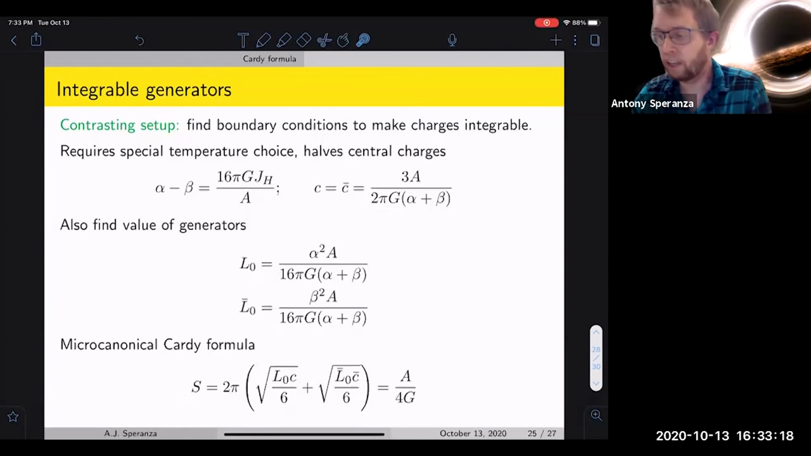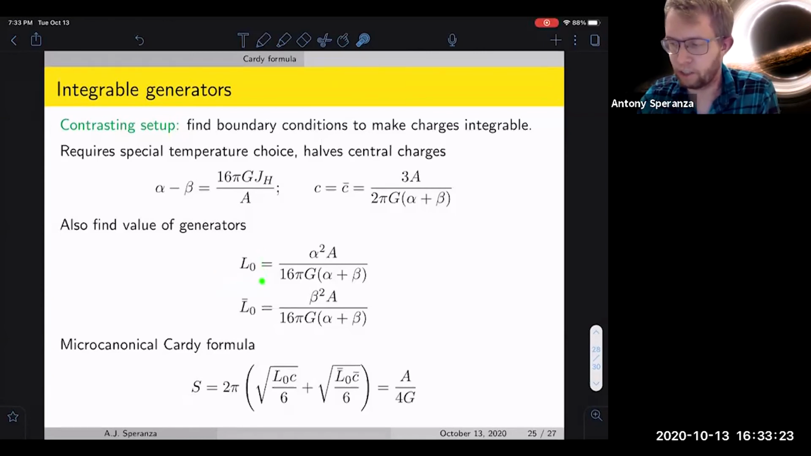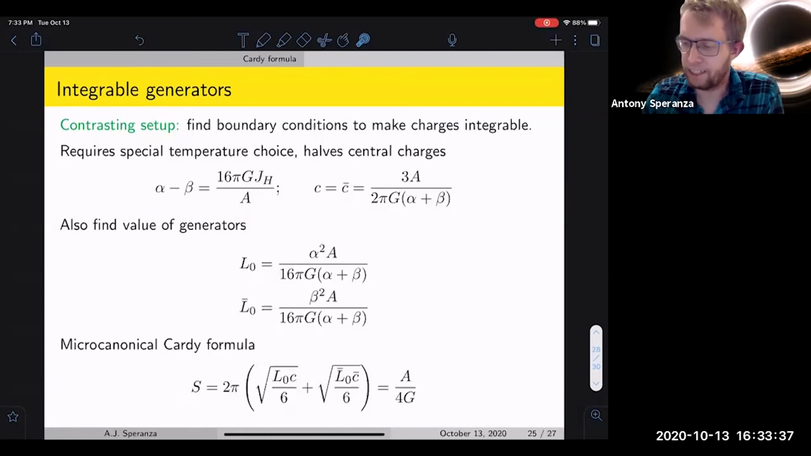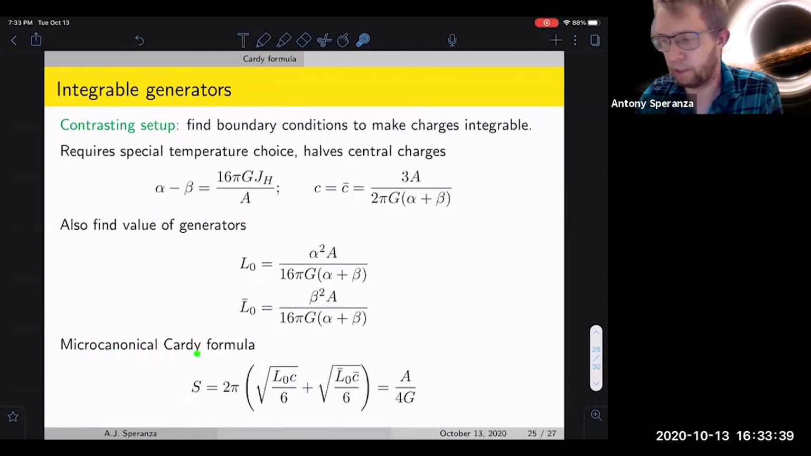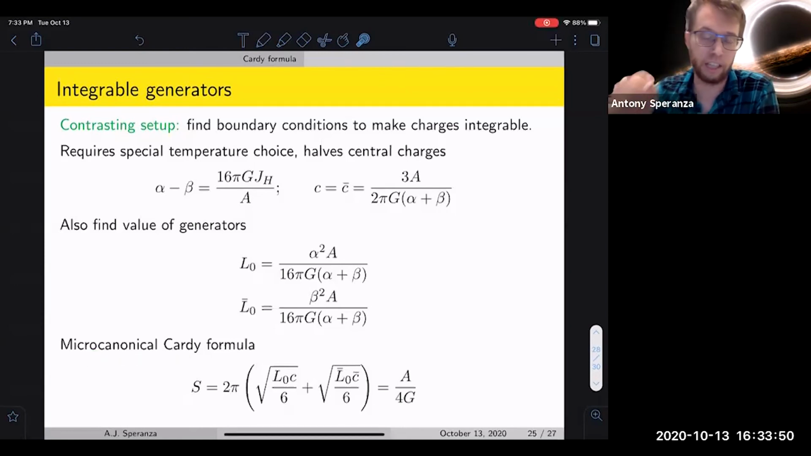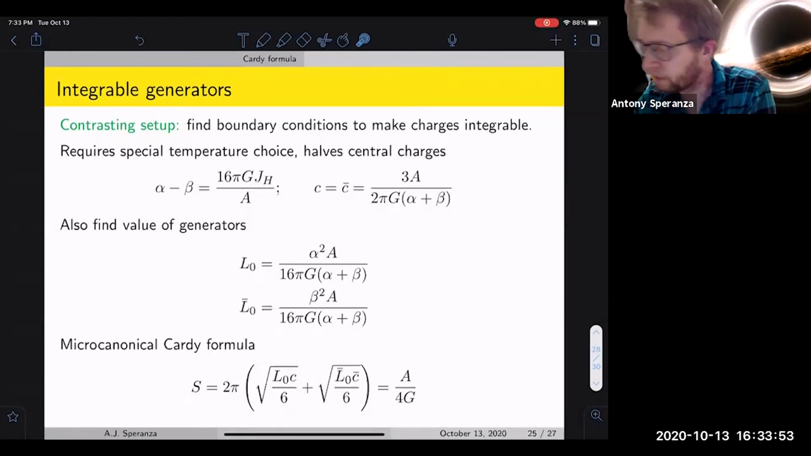the Cardy formula. And in this case, you can do a little bit better, because now you can compute the values of the zero mode generators, L0 and L0 bar. They're both proportional to the area in this setup, and this requires both of these conditions, in particular the special choice of temperature. In this case, the microcanonical Cardy formula ends up being valid. The canonical one assumes you're in a thermal state, whereas microcanonical is something like the density of states at large value of L0. And in this case, the two agree, and they're both given by A over 4G.